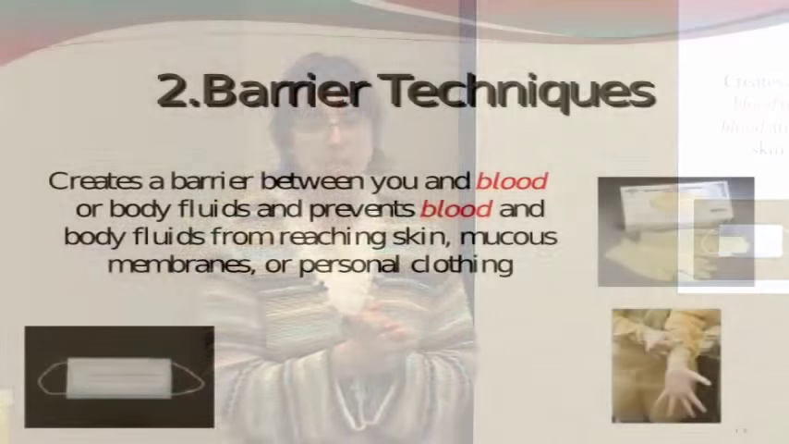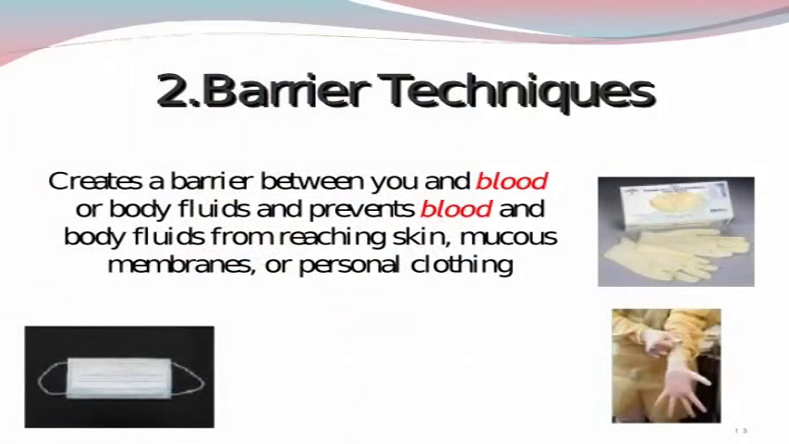So barrier techniques was step number 2 of standard precautions. So basically the barrier creates a separation between your blood or body fluids and somebody else's blood or body fluids, okay? It protects our mucous membranes and it protects our personal clothing.